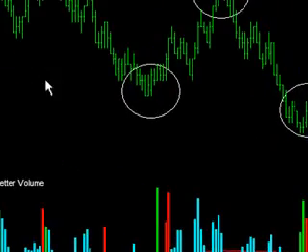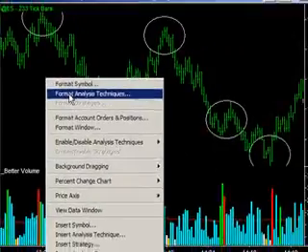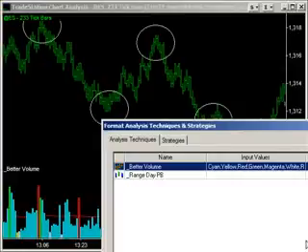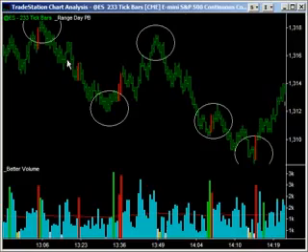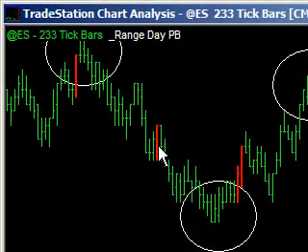So that's the indicator. I do an additional thing on my charts, which is I add these range bars onto my chart, and they're painted as paint bars here in red, so you can see these.